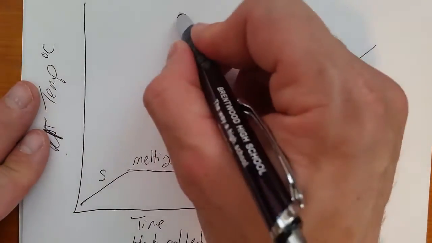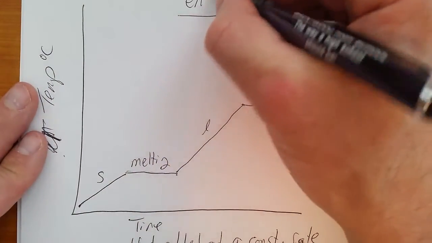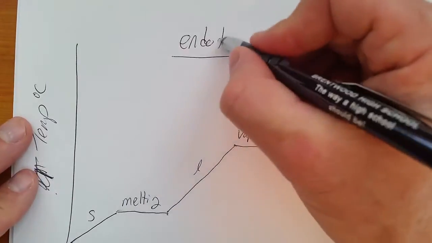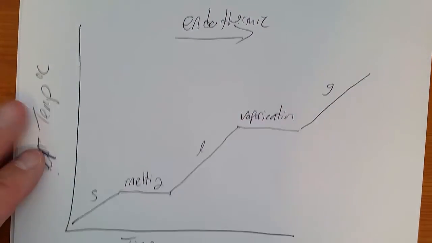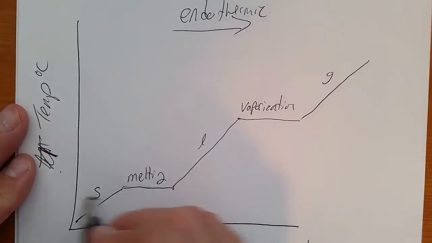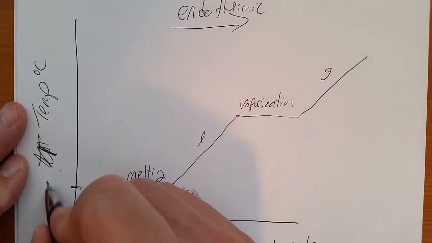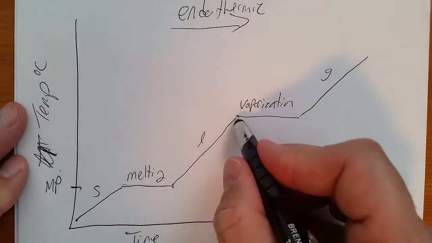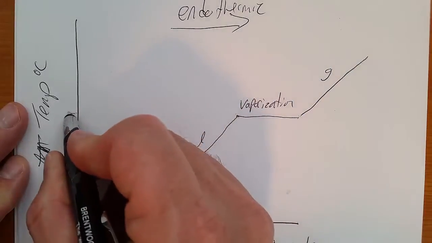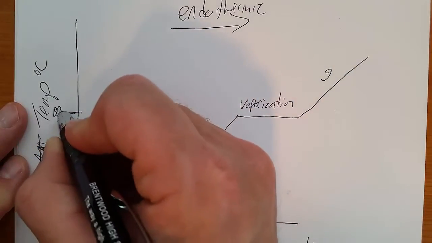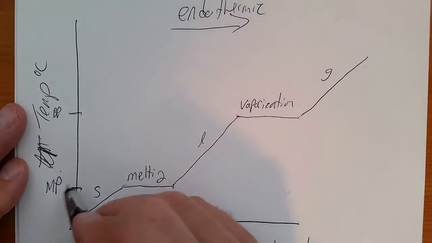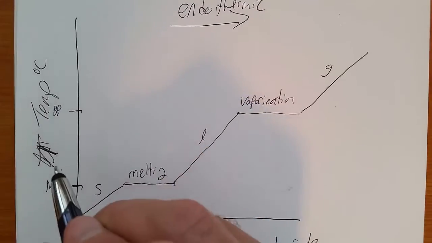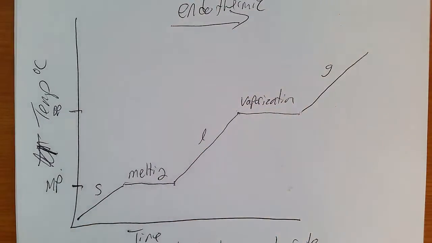This process is endothermic because it is absorbing heat. Now the temperature at which it melts is the melting point. The temperature at which it boils or vaporizes is the boiling point. For water, the melting point is 0 degrees Celsius. The boiling point is 100 degrees Celsius.